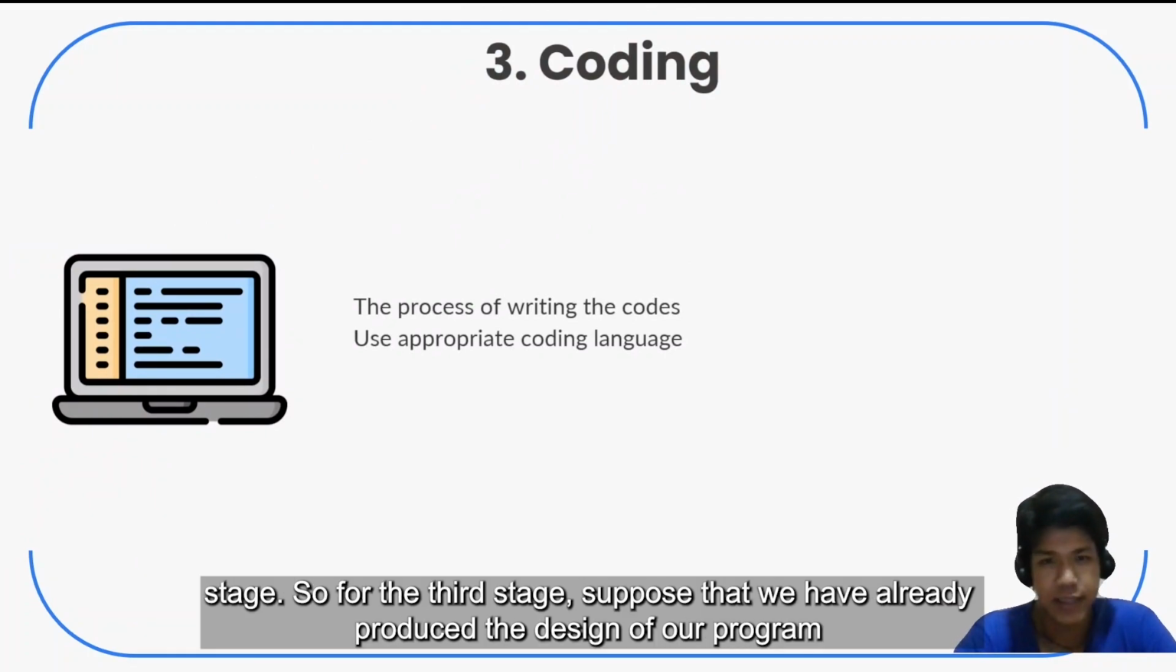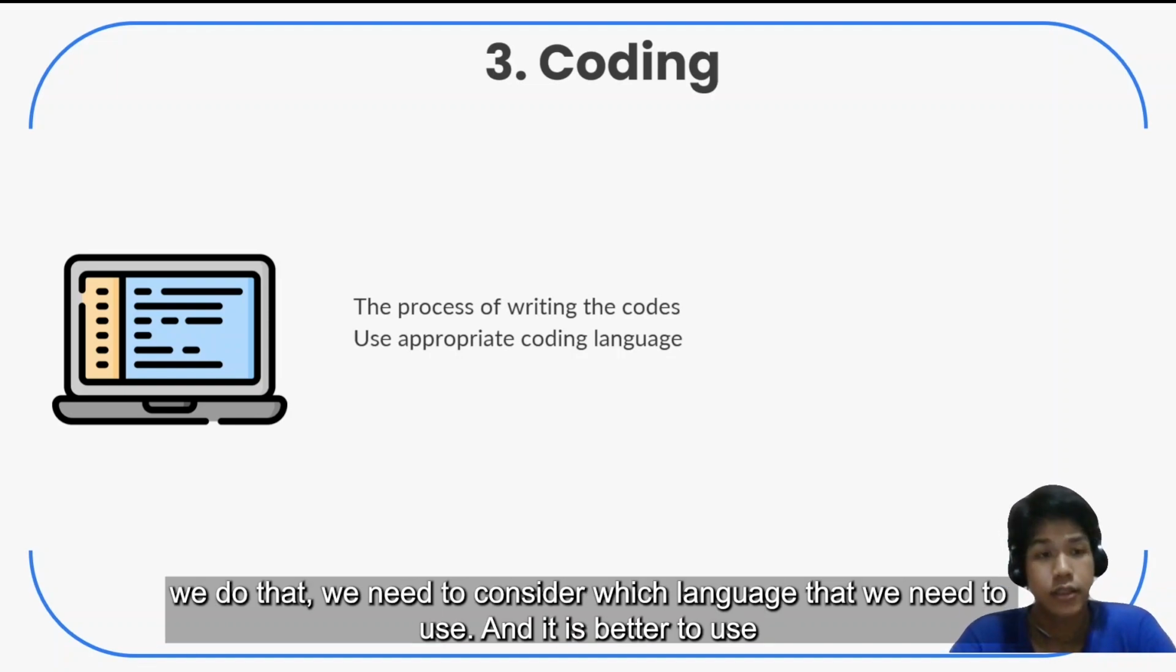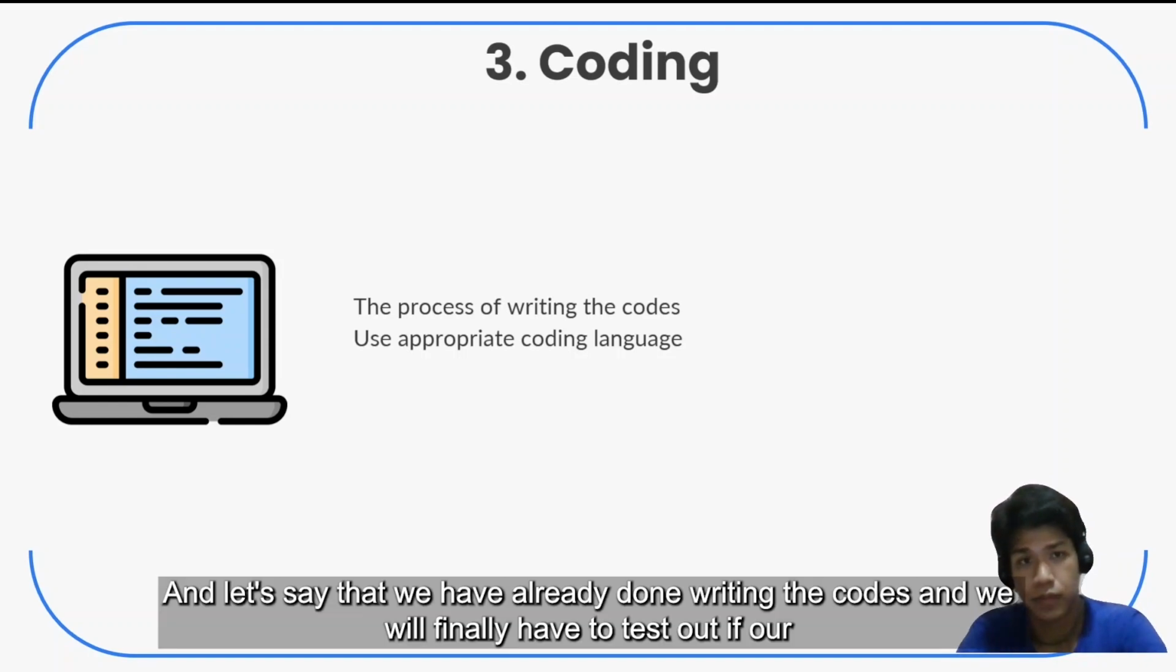For the third stage, suppose that we have already produced the design of our program, then we need to start implementing our codes. So we need to start writing the codes. And while we do that, we need to consider which language we need to use. It is better to use the appropriate language for the appropriate purpose. But for our case, we will be using Python.